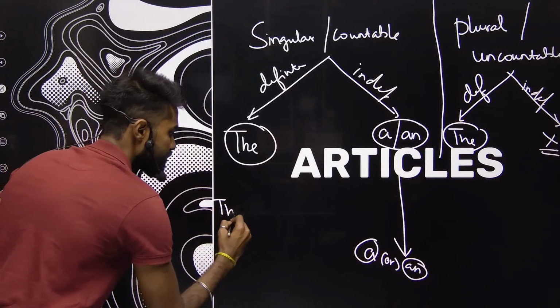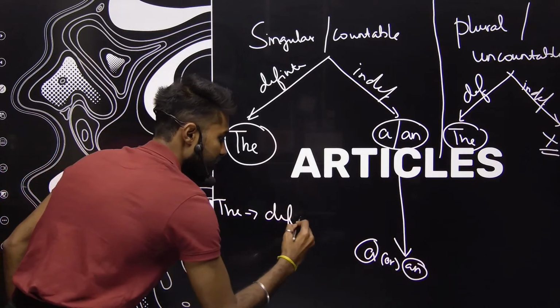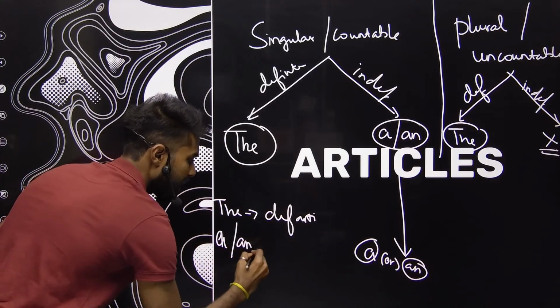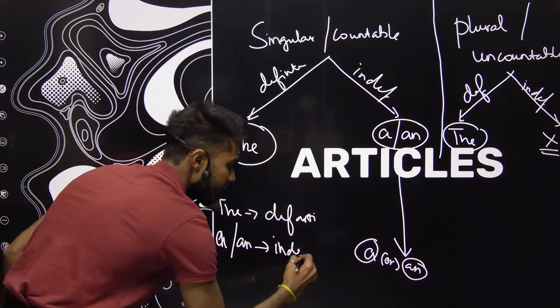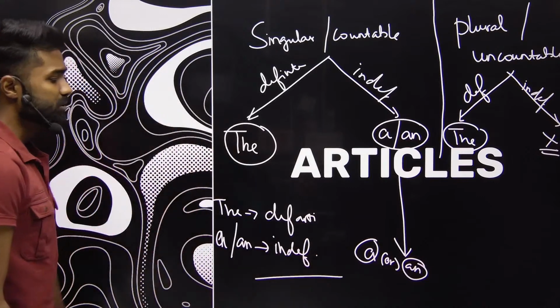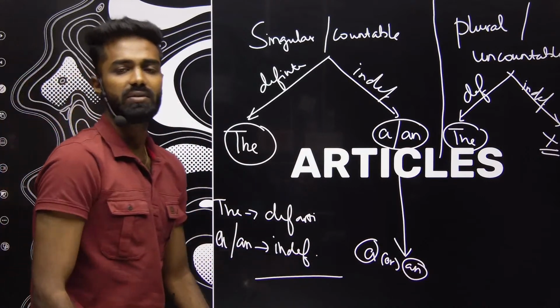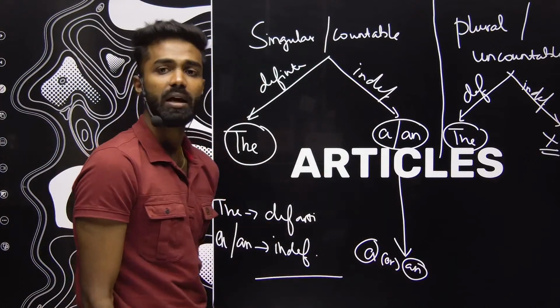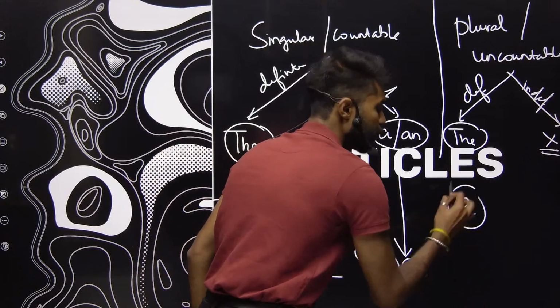What are these a or an? The is called my definite article. This a or an is called my indefinite article. So keep this in your mind. With this being said, and this as your recap or the summary of the previous class, we'll be starting articles part 2. Clear?